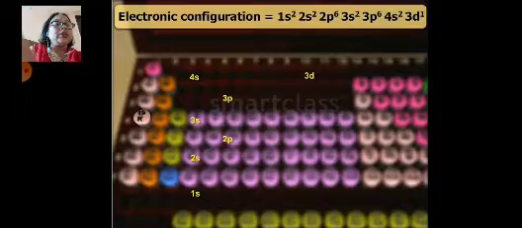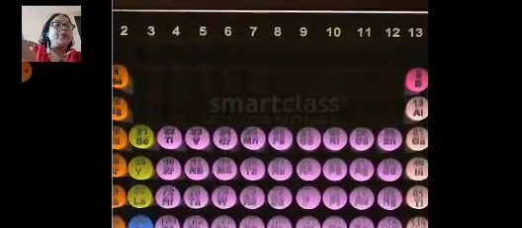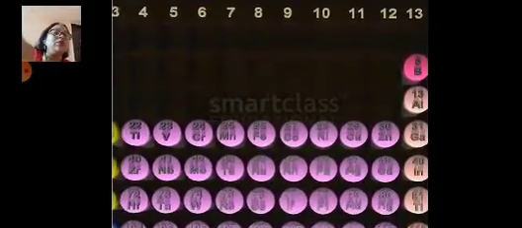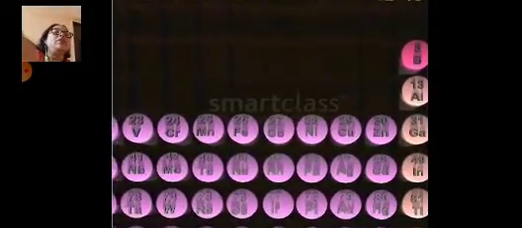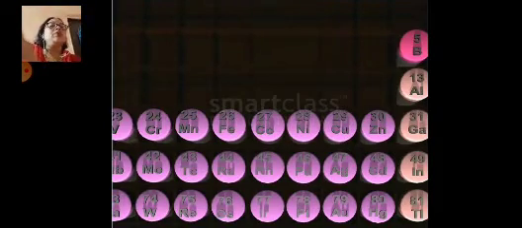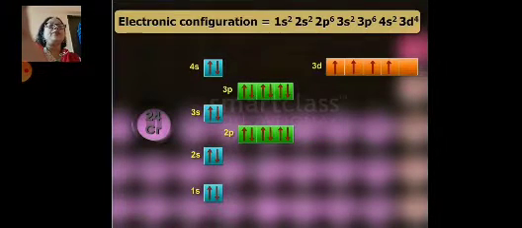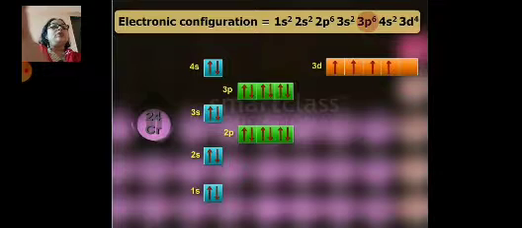Now consider the case of chromium with atomic number 24. For chromium it's not a simple rule, it has some exception. In the case of chromium, with atomic number 24, the normal electronic configuration would be 1s2, 2s2, 2p6, 3s2, 3p6, 4s2 and 3d4.